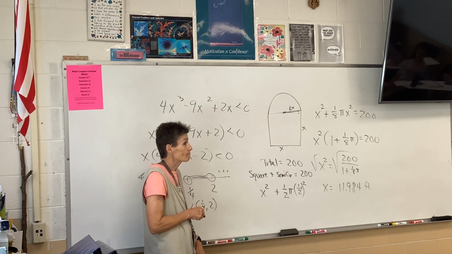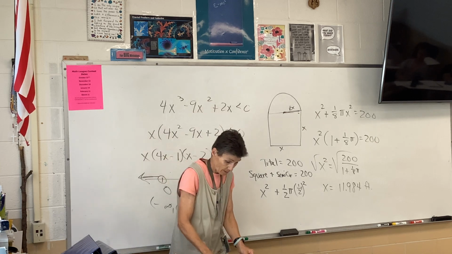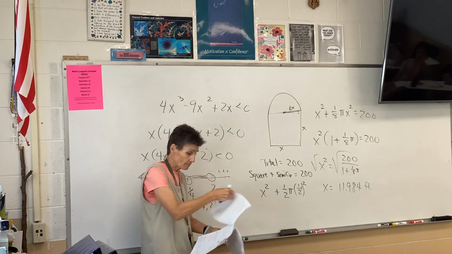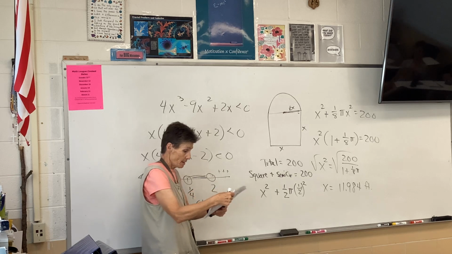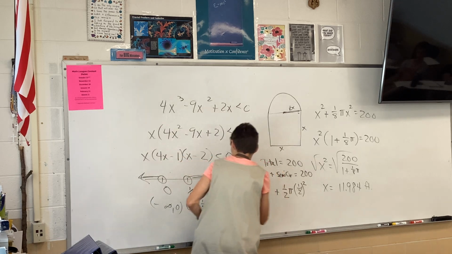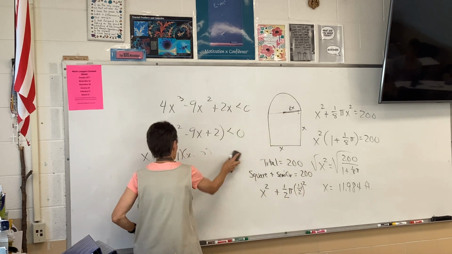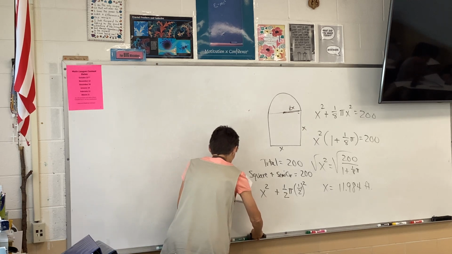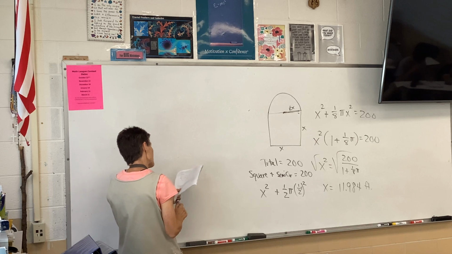Number 4 on P7. P7. Number 4 is our box problem. So paper 24 by 32.